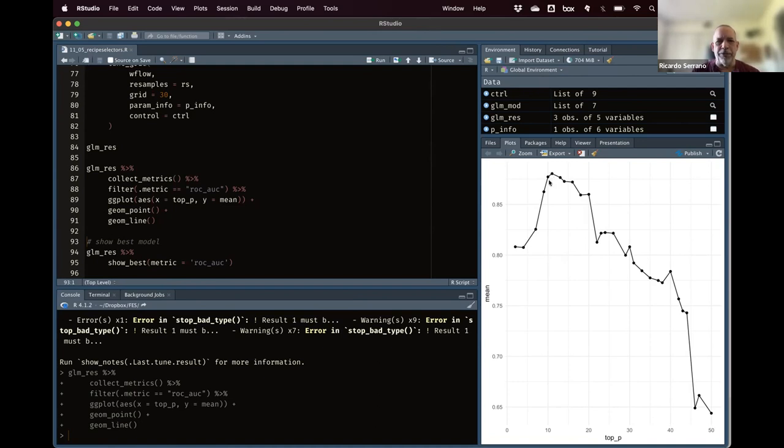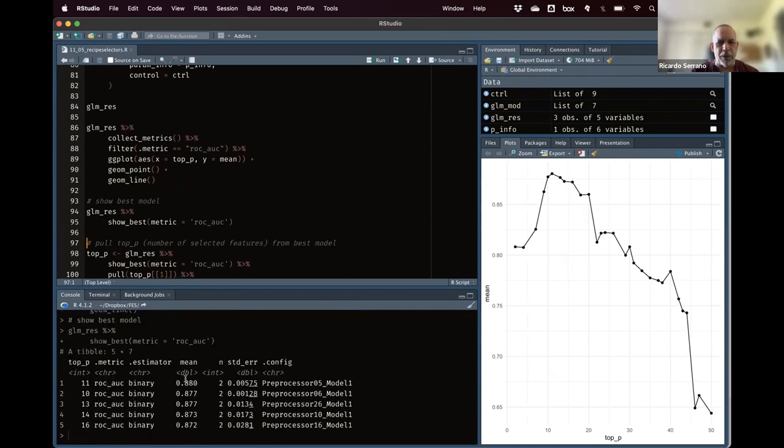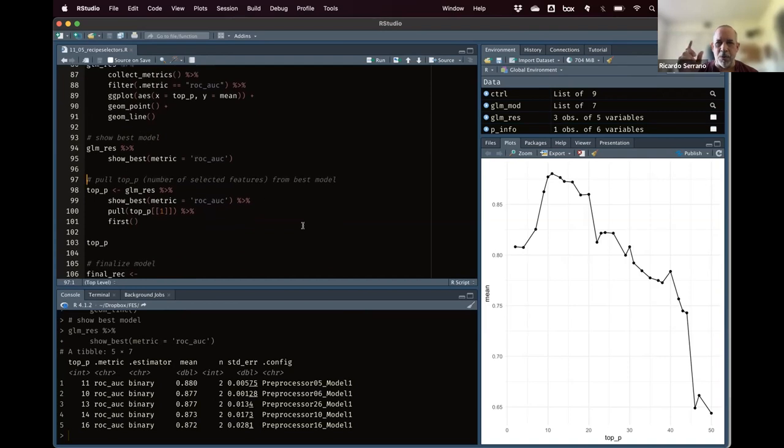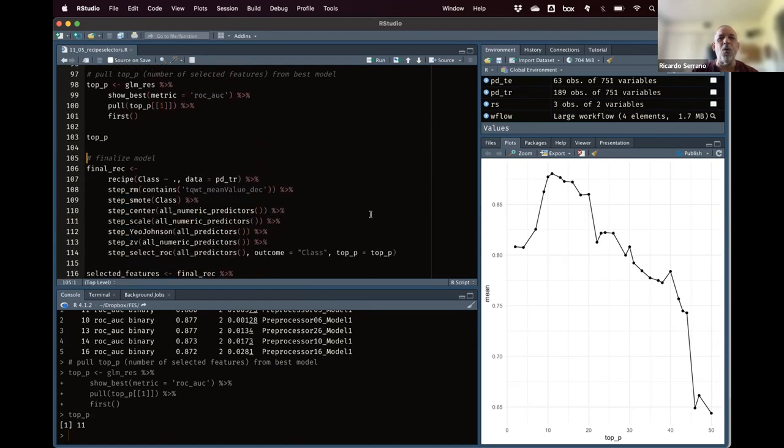It's about 11 predictors, right? Okay, that's the peak of what our metric is giving us, with the mean. So when we show our best, the first one that has the highest mean of the ROC has 11 predictors. So that's our number of features that we're going to be using, right? 11. So we're going to extract it, top P, 11. And then we're going to insert it back into our recipe to get that final recipe.